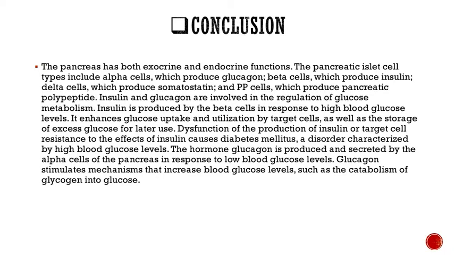Dysfunction of the production of insulin or target cell resistance to the effects of insulin causes diabetes mellitus, a disorder characterized by high blood glucose levels. The hormone glucagon is produced and secreted by the alpha cells of the pancreas in response to low blood glucose levels. Glucagon stimulates the mechanisms that increase blood glucose levels, such as catabolism of glycogen into glucose.